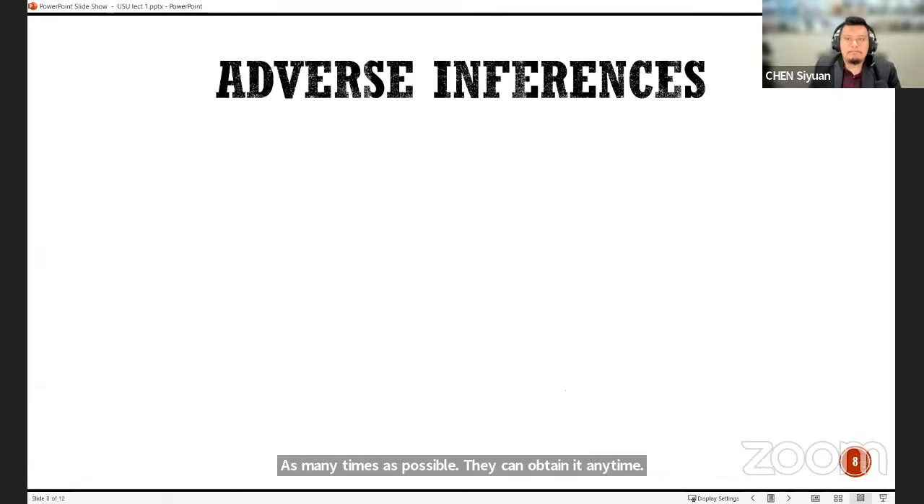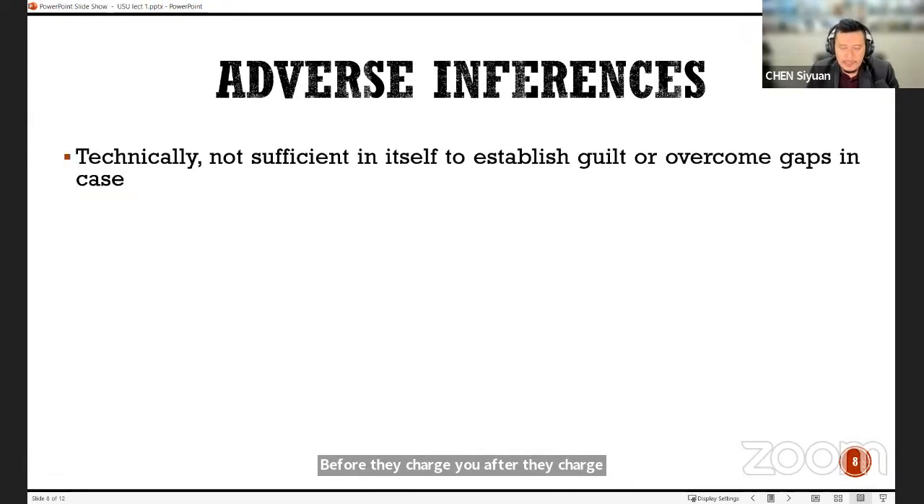Okay. Now, adverse inferences, I just want to say a bit more. Technically, adverse inferences are not enough by themselves to establish guilt or overcome gaps in the prosecution's case. So what then are adverse inferences for? I mentioned this earlier. The real consequence of an adverse inference is that the court is less likely to believe that a particular witness is telling the truth. So one can be very strict about it and say that, okay, yes, sure. Just because a witness is lying.